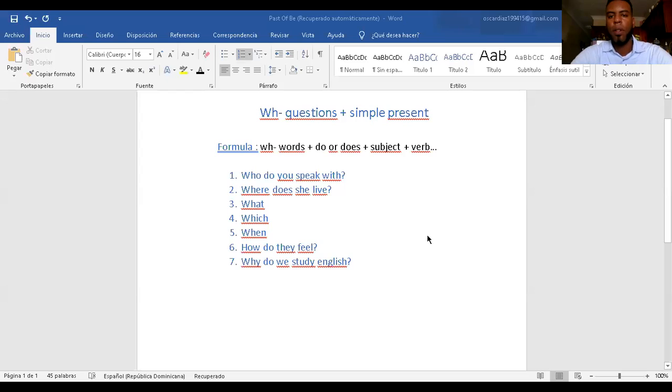Okay, let's continue. As you saw in the video, he followed the same structure, the same formula. WH words plus do or does plus subject plus the verb. Another example. When it's a WH word, now I'm going to use do, the auxiliary verb for questions, you, the subject, and a verb.